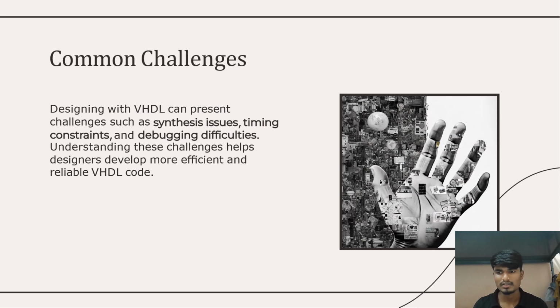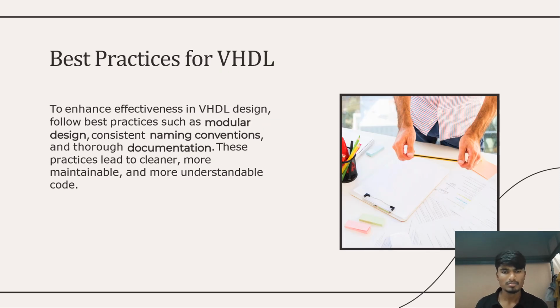Next, best practices for VHDL. Follow these practices to enhance effectiveness in VHDL: indent code and align keywords for better readability. Explain the purpose of processes, signals, and logic. Use comments to clarify non-obvious code. Break down large designs into smaller reusable modules to improve readability and reusability. Use self-explanatory names for signals, entities, and so on.